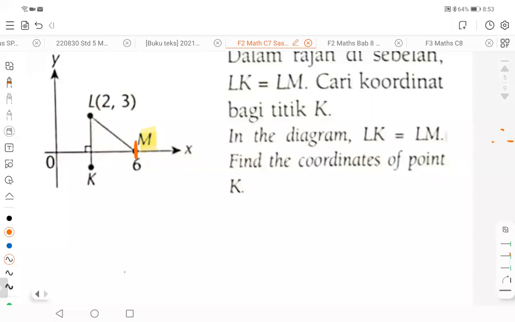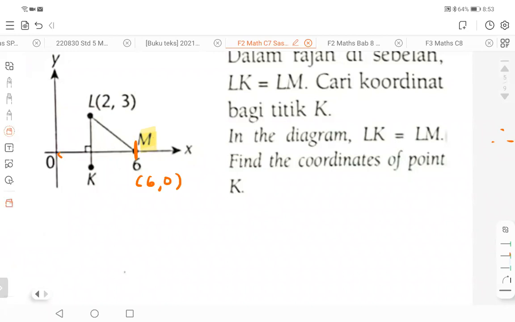Okay, it shows 6, right? The orange line, point M, it shows 6, so start from 6 and then you go horizontal. Then it points to 0, so it will be 6, 0. 6, 0 for coordinate M.